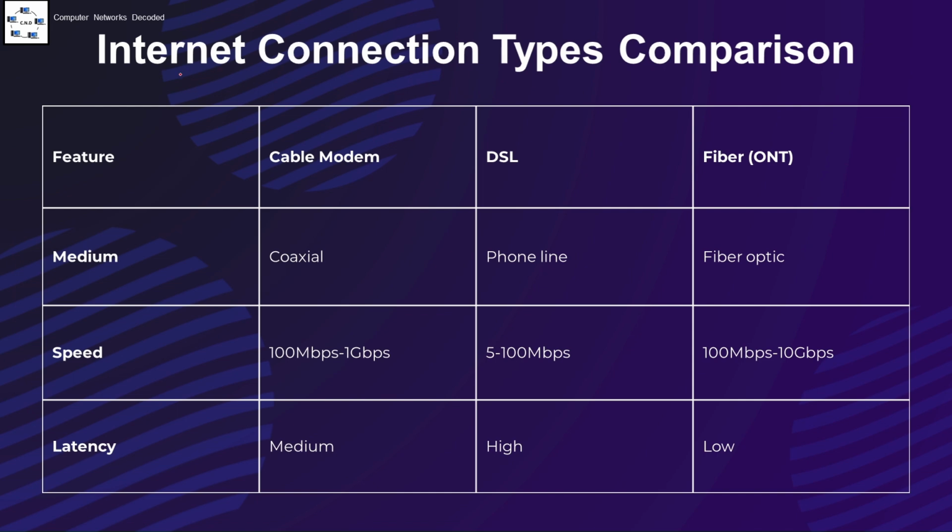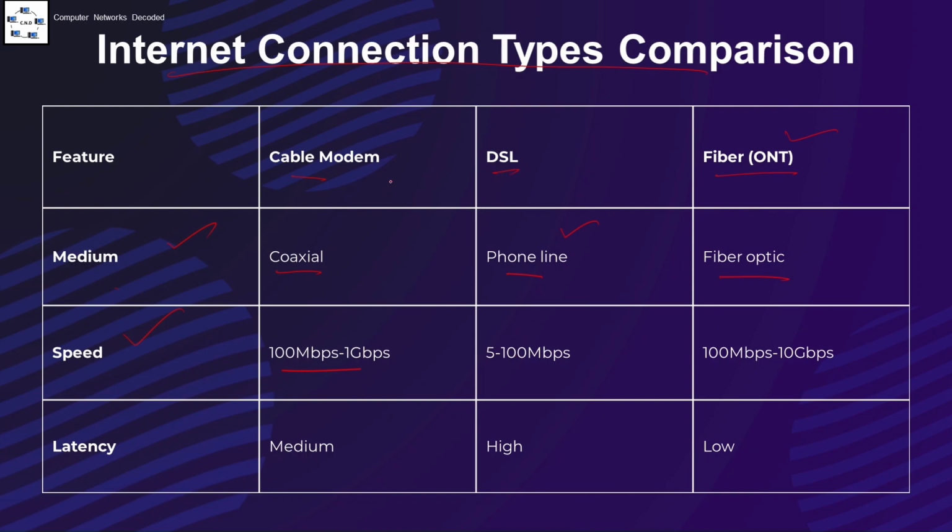So now some comparison of internet connection types. The cable modem uses the coaxial cable. The medium is coaxial cable. DSL uses the phone line, which is also basically copper cable, and the fiber or ONT uses fiber optic cable. The speed, cable modem has up from 100 Mbps to 1 Gbps.